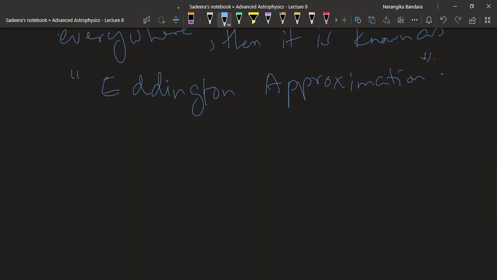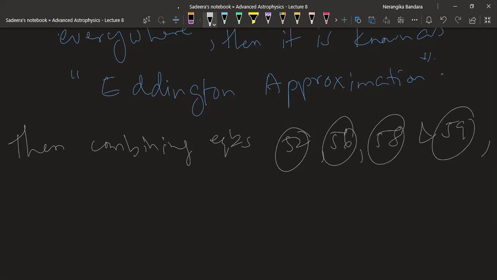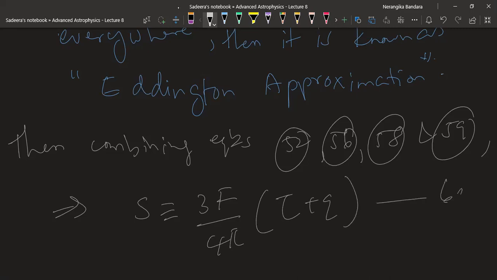Right, which allows us to write another equation. We're going to combine equations 52, 56, 58 and 59. We can write the source function S equals 3F over 4 pi times (tau plus Q). Call this equation number 60.